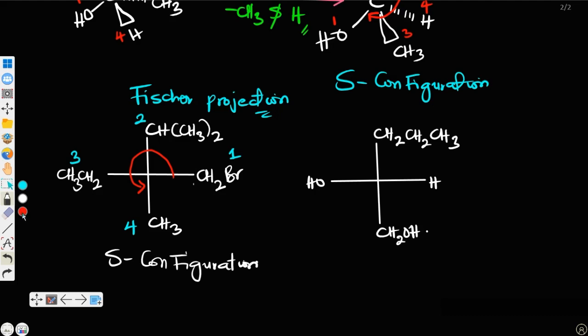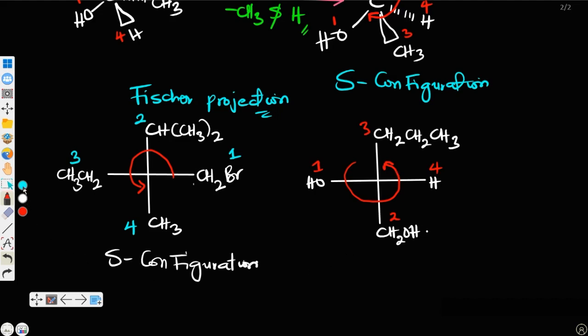Now, if you look at this, this is what? Number 1. Of course, you know automatically this is number 4. Where do you think number 2 will be? CH2OH, right? Number 2. And here's what? Number 3. So if you want to do the direction 1, 2, 3, right? We don't consider 4. So it's going this way. What configuration is this by standard? Clockwise or anti-clockwise? Anti-clockwise, right?